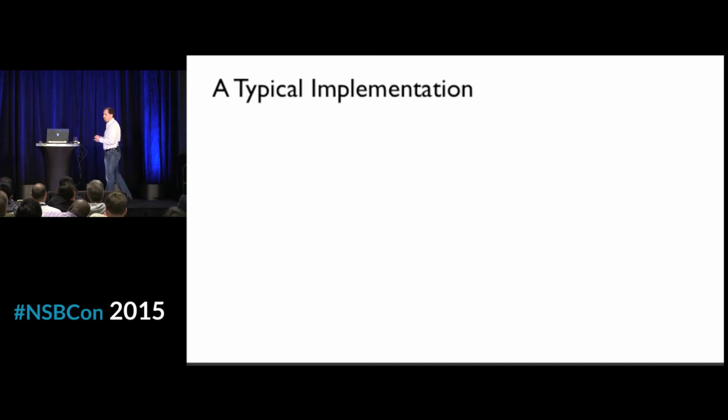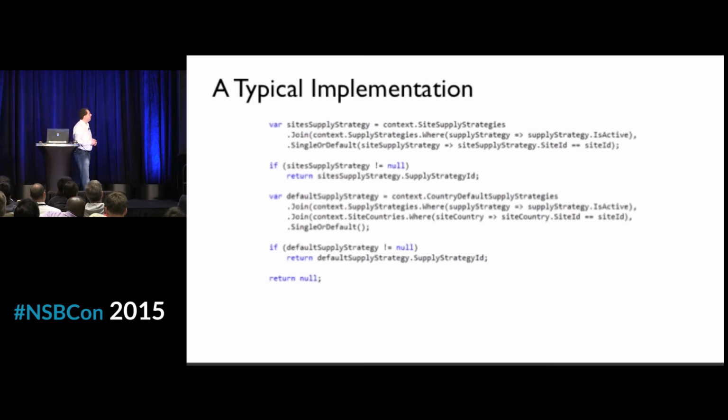If we were going to take this model and write some queries against it to implement those requirements, we might end up with something like this. And this was really our first iteration and our first pass at it. The first query is going to the site to see if it has a supply strategy, joining on the supply strategy to ensure we're only getting an active one. If that returns a result, cool. If not, we perform another query, joining from the site to the country, again, joining on supply strategy to ensure we're only getting an active one. If we find one, cool. If not, we return null.